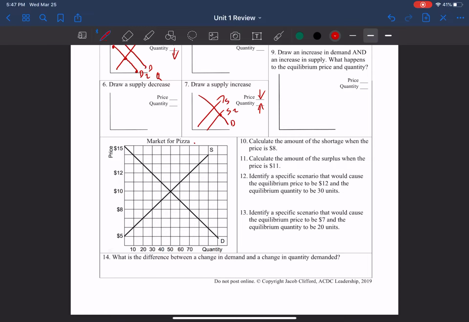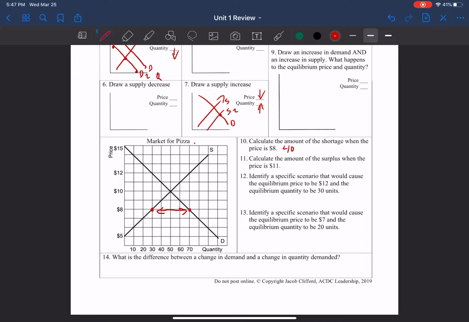Okay, let's look at 10, 11, 12, and 13. For these, you need to find how much at $8 is being supplied and how much is being demanded. So at $8, we have a quantity supplied of 30 and a quantity demanded of 70. So your shortage is just going to be the amount of units in between these 2 points. In this case, 40.